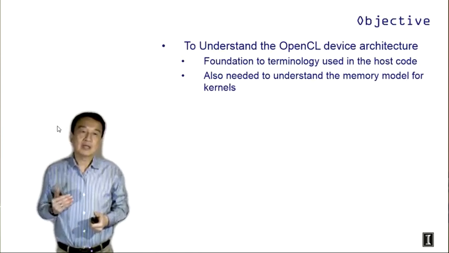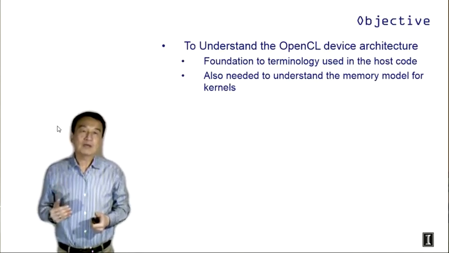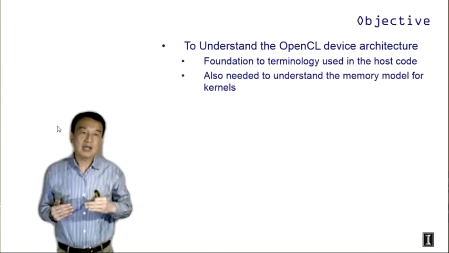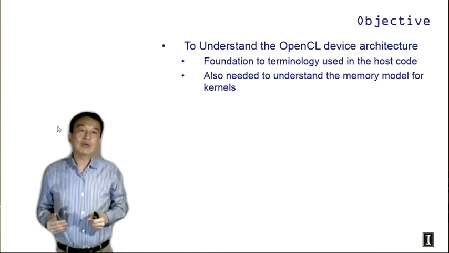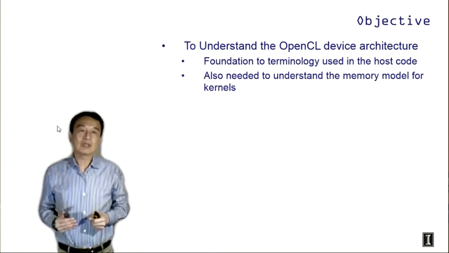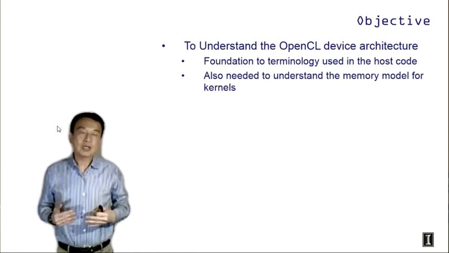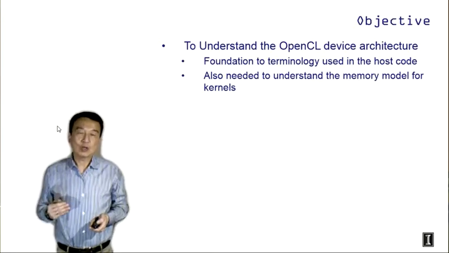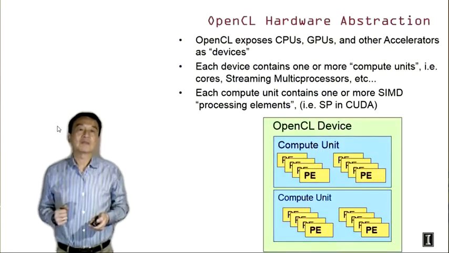And the OpenCL programming interface actually has a lot of equivalence to the CUDA Device API. That's the reason why, when we introduce the OpenCL programming interface, we need to introduce more architectural level concepts so that you can understand the terminology used in the host code API functions. And also, you need to understand some of the memory models in order for you to understand how you can structure and program your kernels.